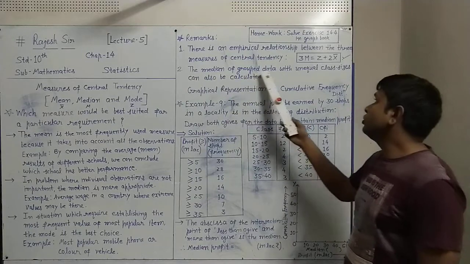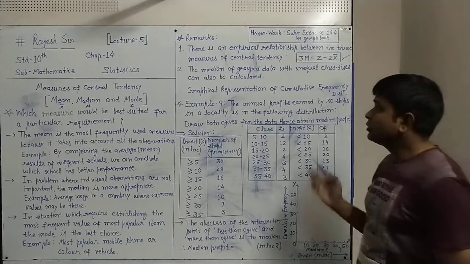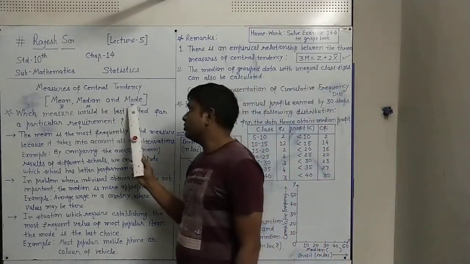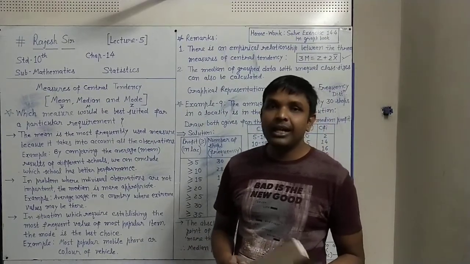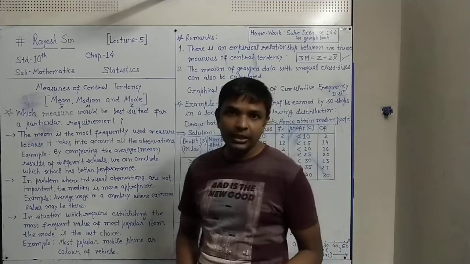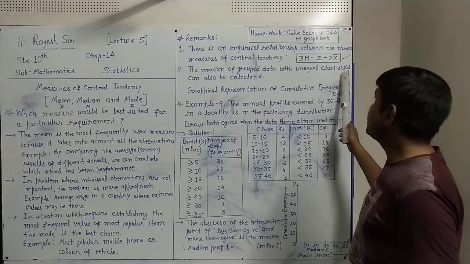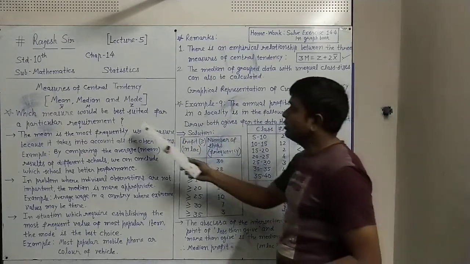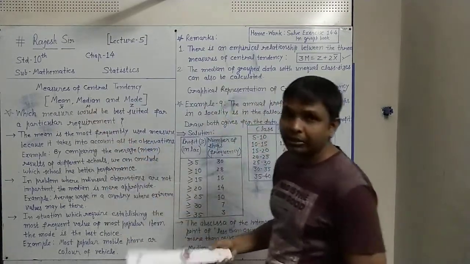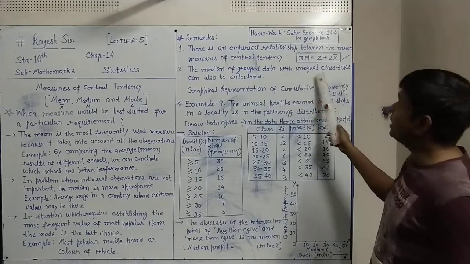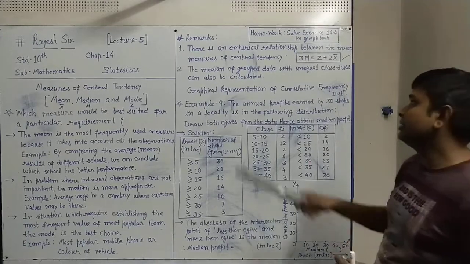Next, the median of grouped data with unequal class sizes can also be calculated. In mean and in mode also, we had the condition that the class size h we take in the formula must be equal. But suppose in the median case, you are going to find the median and the class sizes are not equal, that is unequal class sizes, then also we can find the median of the grouped data. That is the point here.